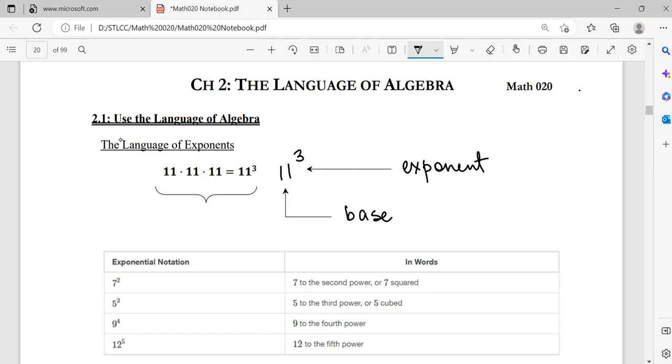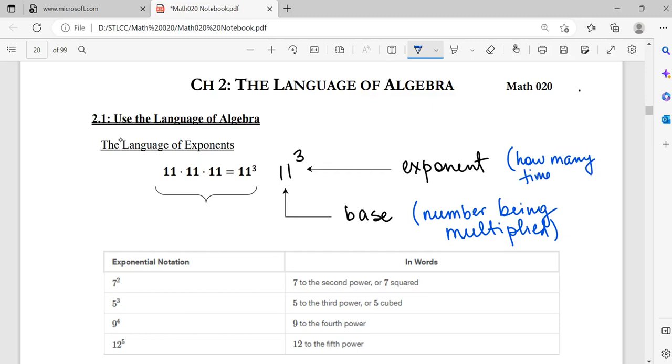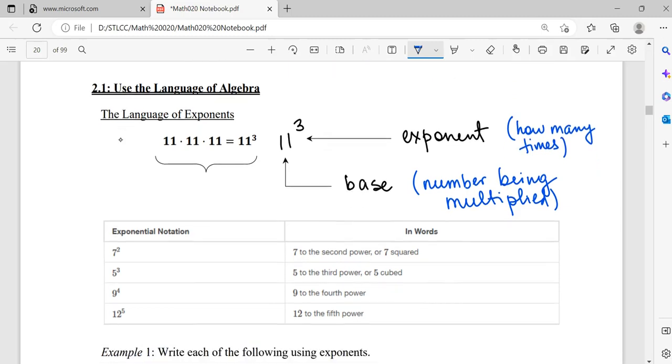There are two parts to the exponential notation. There's the base number, and then there's the exponent. Base is the number being multiplied, and the exponent is how many times. So if I multiply 11 times itself 3 times, I'm essentially raising 11 to the third power.